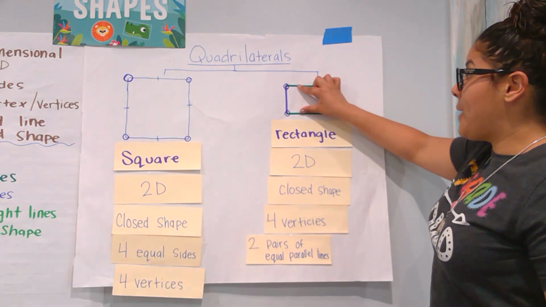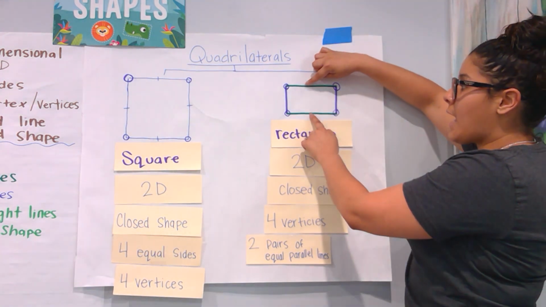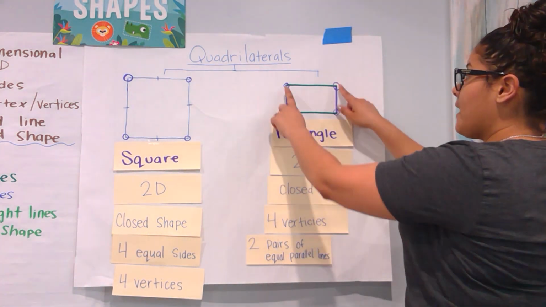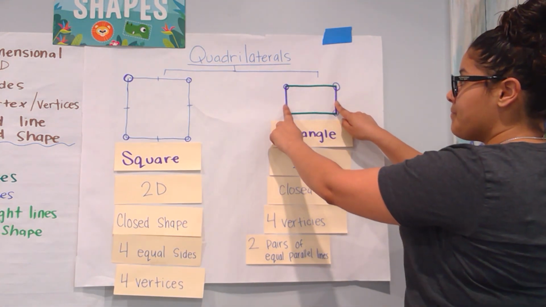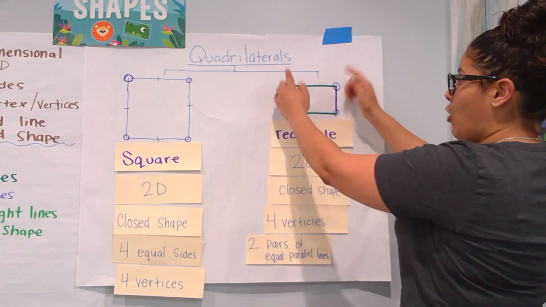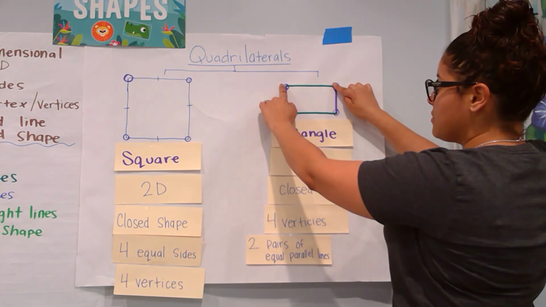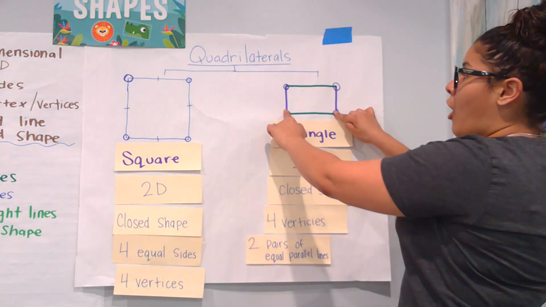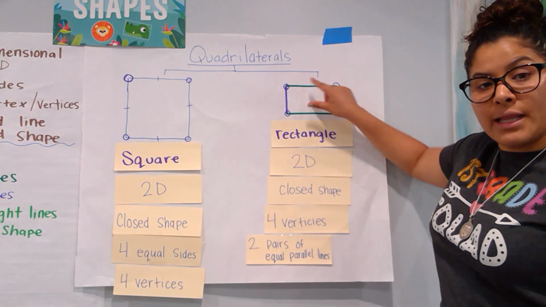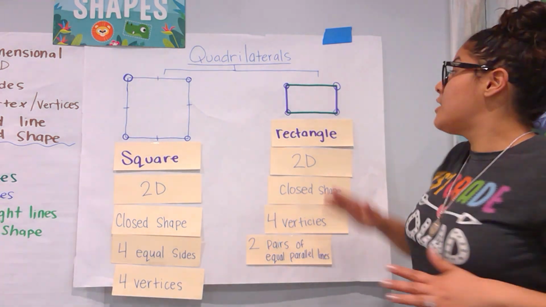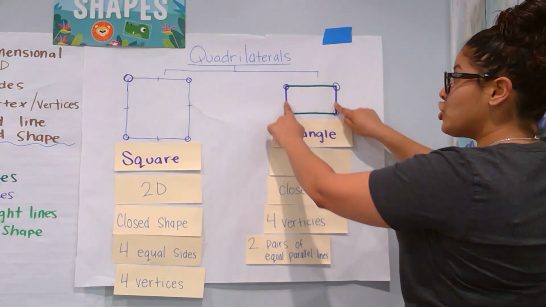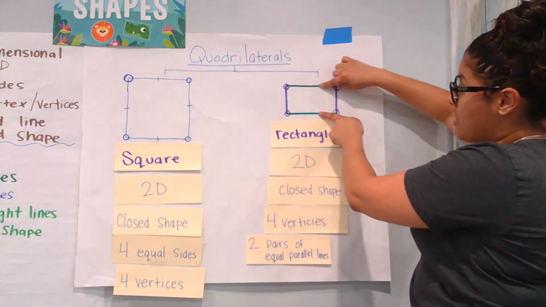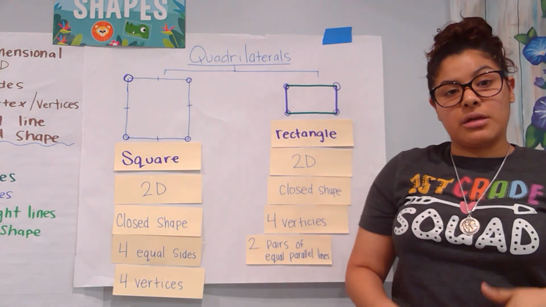So here's one pair of parallel lines. These guys are going to be the same length. These guys are also parallel, both go up and down, but these lines are different than the green line in length. So these guys are a shorter pair of parallel lines, and this would be the longer pair of parallel lines.